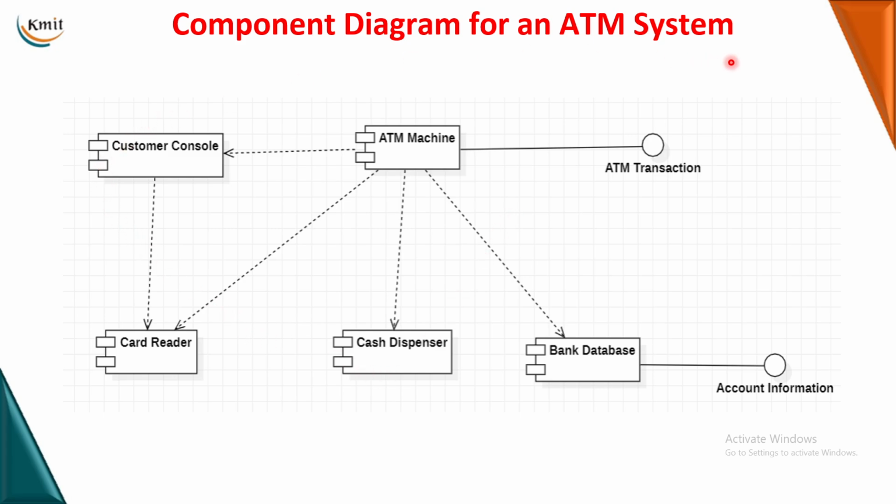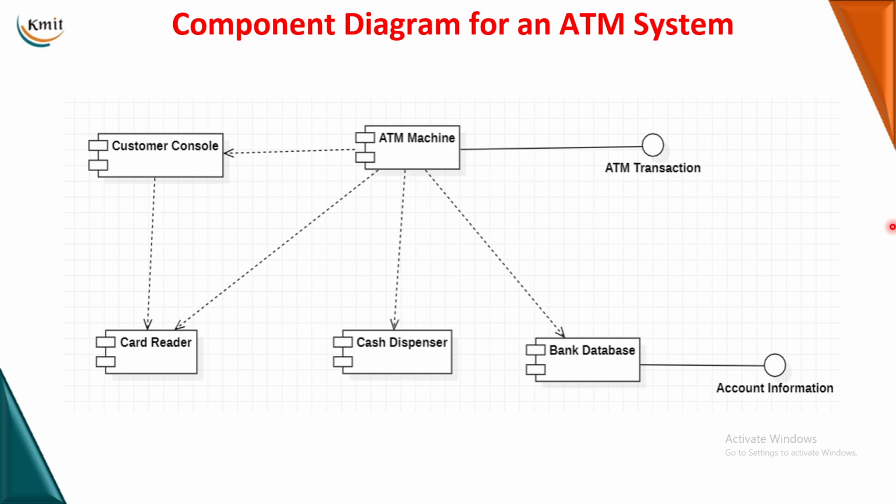Okay, and this is how your component diagram is going to look. You have the ATM machine, customer console, card reader, cash dispenser, and bank database. These are connected to each other, as you can see here, and these are the interfaces. Interface in the sense of the action that is performed by your component. The ATM machine can perform ATM transactions. The bank database can hold the account information. It can do modifications on the account information. So this is how you have to draw the component diagram of your system and give the respective connections.